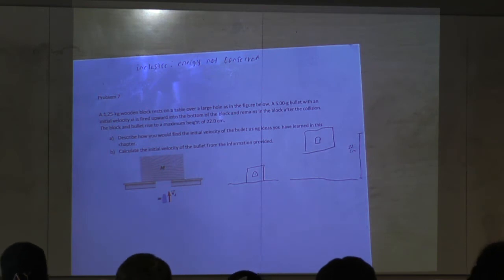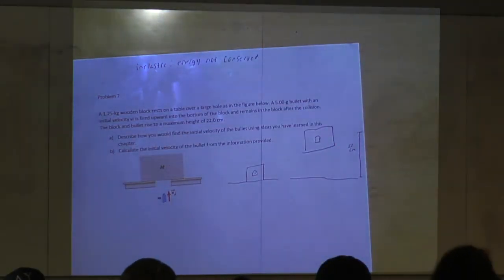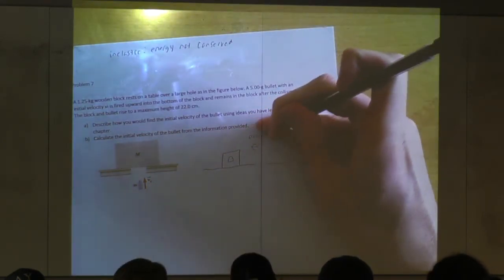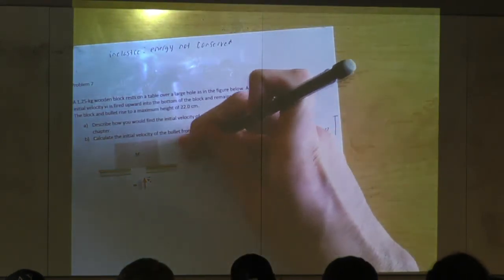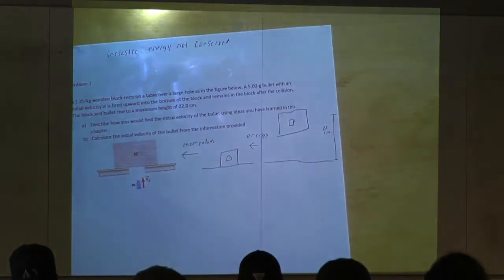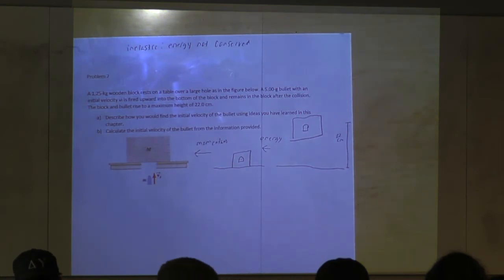Just remember that you lose energy in an inelastic collision, so you can't say that you can't use conservation of energy to go through this. So what I'm going to do to solve this is use energy to go from here to here, and I'm going to use momentum to go from there. I'll move my hand in a second. So that's how I'm going to solve this.